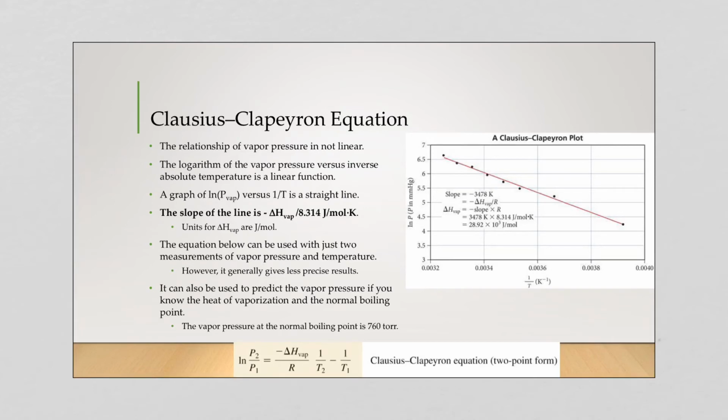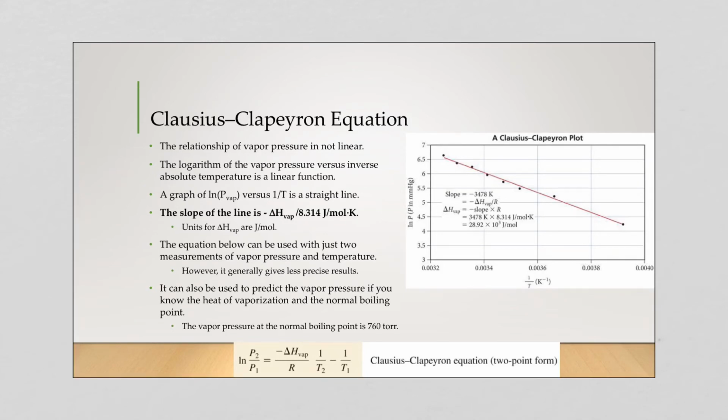And so what we need to understand is, as we saw before, the vapor pressure is not linear. So vapor pressure and temperature is not linear. If you double the temperature, the vapor pressure doesn't just double. It goes up by quite a bit more. So that relationship is not linear. However, the relationship between the logarithm of the vapor pressure and the inverse of the temperature is a linear function.